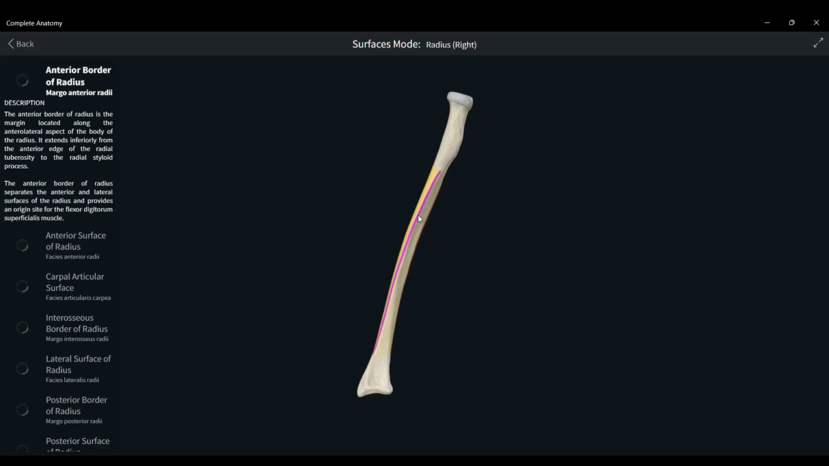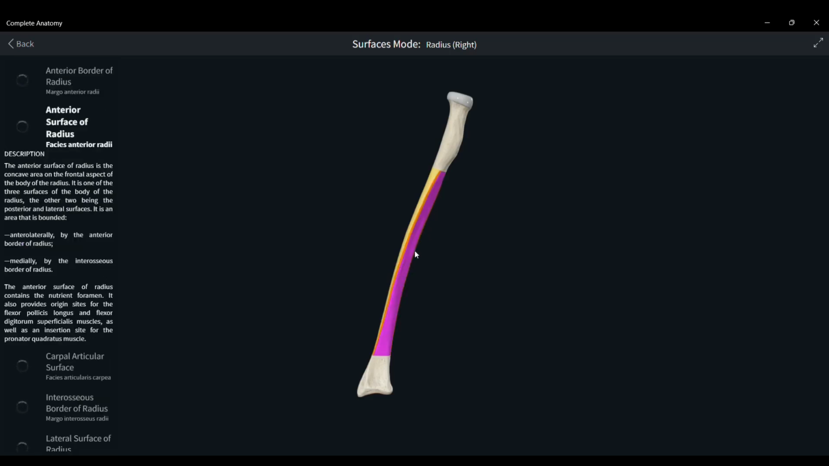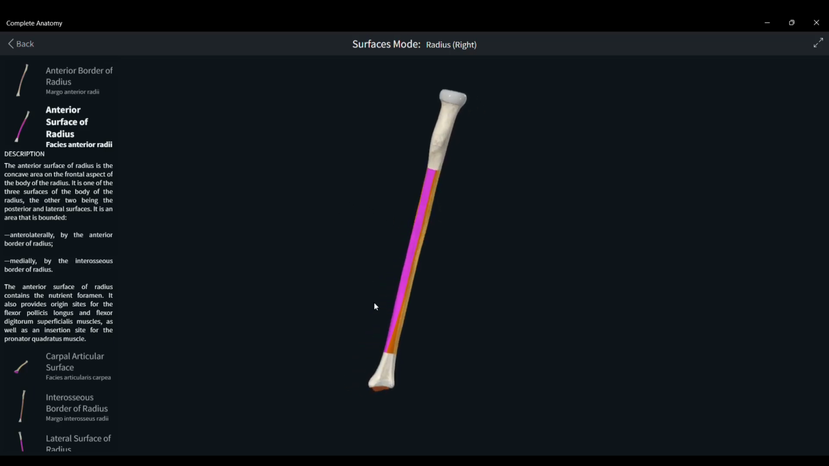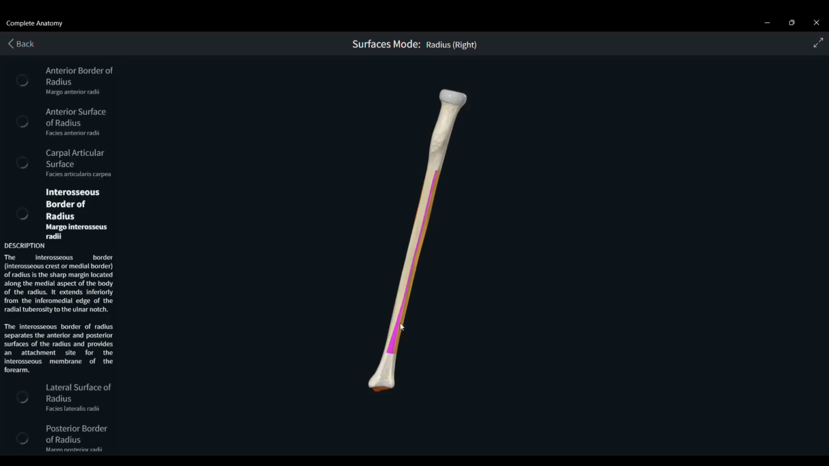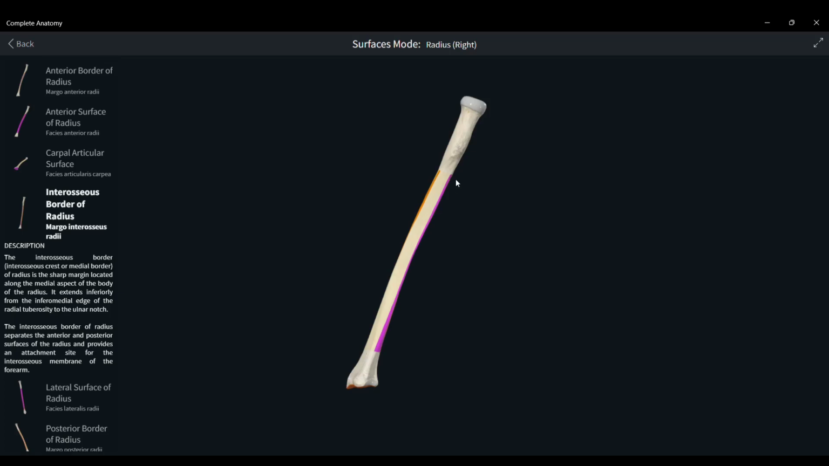The anterior edge is the margo anterior radii, which defines the anterior contour of the shaft. Next to it lies the anterior surface, the facies anterior radii, a smoother, slightly concave area where the anterior forearm muscles run and attach. The intermediate, medial edge is the margo interosseous radii. This is the sharpest border, since the interosseous membrane, the membrana interossea, is anchored here between the two forearm bones.